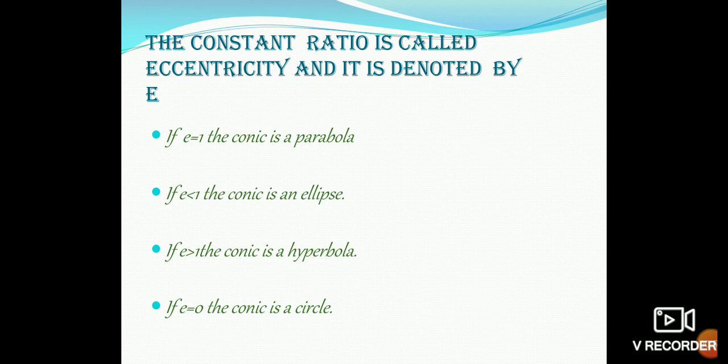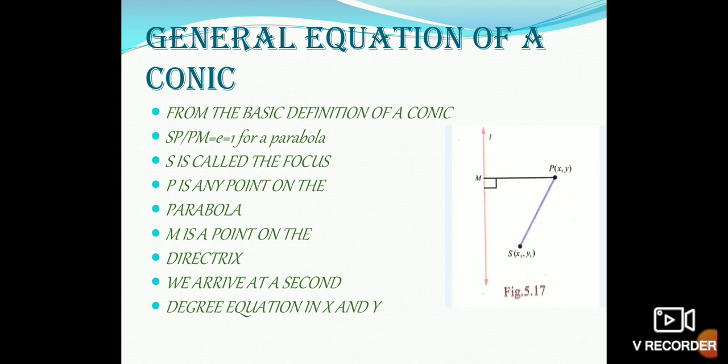Next, the constant ratio is called eccentricity. If E is equal to 1, the conic is called a parabola. If E is less than 1, the conic is an ellipse. If E is greater than 1, the conic is a hyperbola. If E is equal to 0, the conic is a circle. You have to make note of this. This is somewhere inside the textbook.